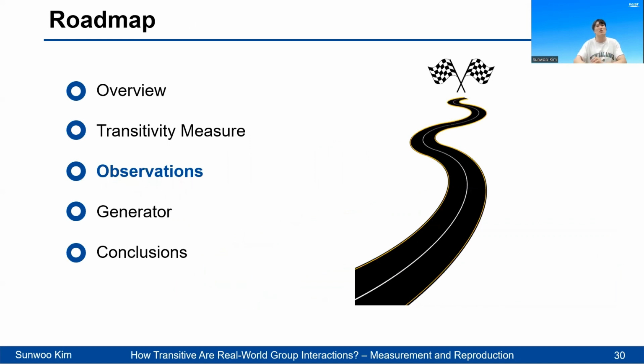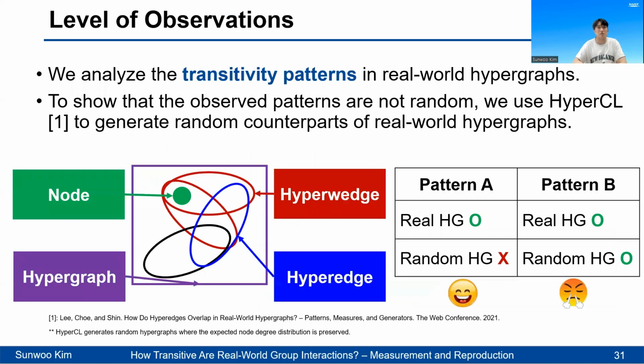We now introduce our observations. We have analyzed the transitivity patterns in real-world hypergraphs at 4 different levels: hypergraph, hyperwedge, node, and hyperedge. In order to demonstrate that the observed patterns are not random behaviors, we have generated random counterparts of each real-world hypergraph by using HyperCL, which can preserve the expected node degree distribution. If certain patterns in real-world hypergraphs are not observed in randomized ones, we can conclude that such patterns are unique to real-world hypergraphs.